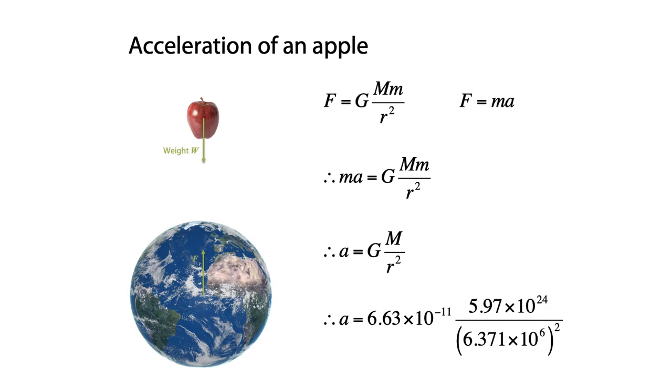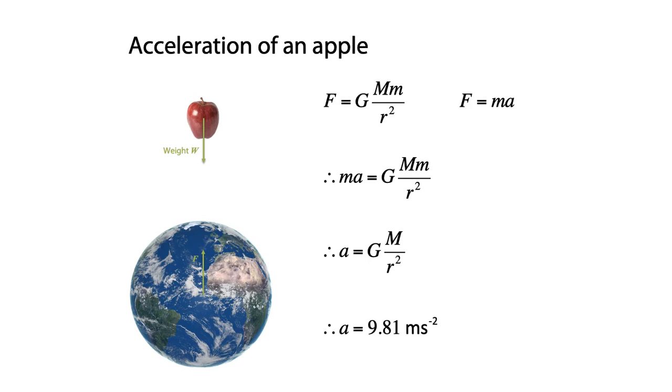6,371,000 meters, sorry, or 6,371 kilometres, squared, because it's r squared. If you do all the maths, you get 9.81 meters per second, which is meters per second squared, which is a number you should probably recognise.